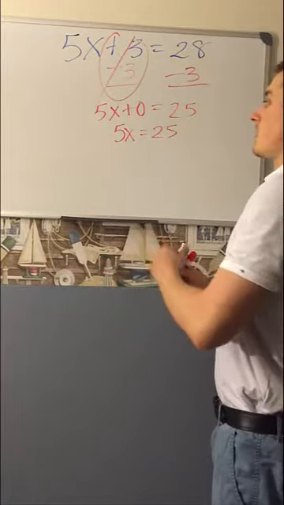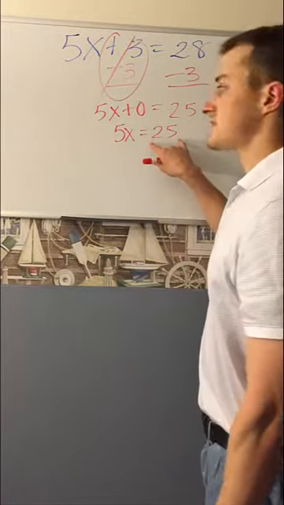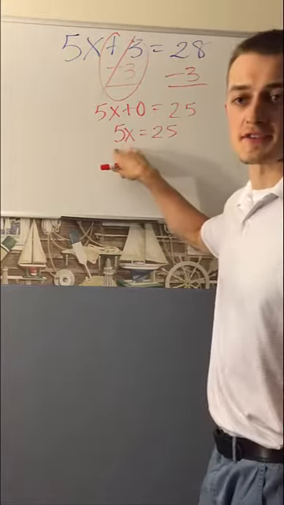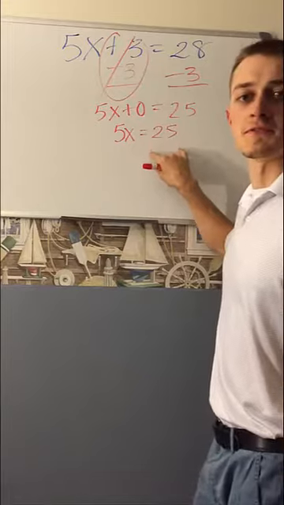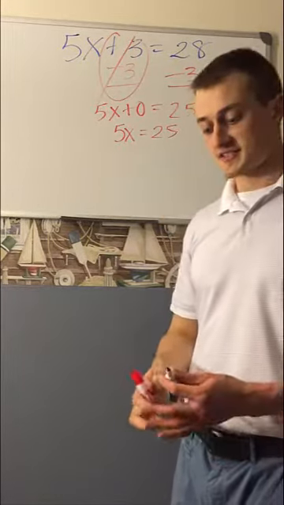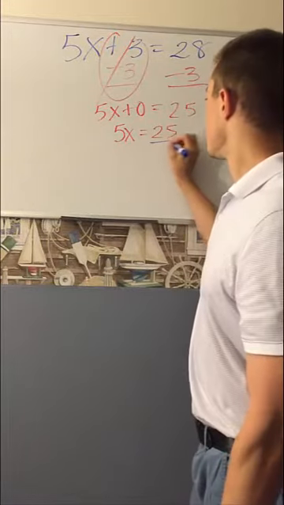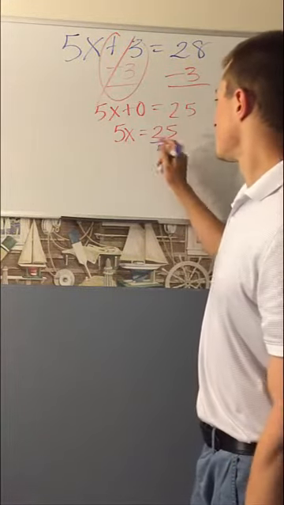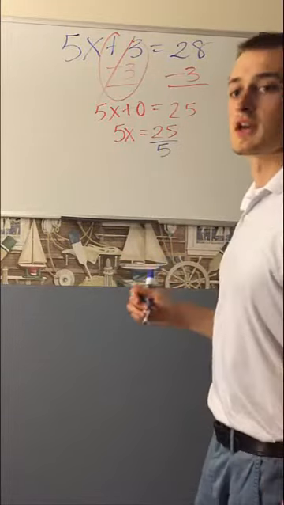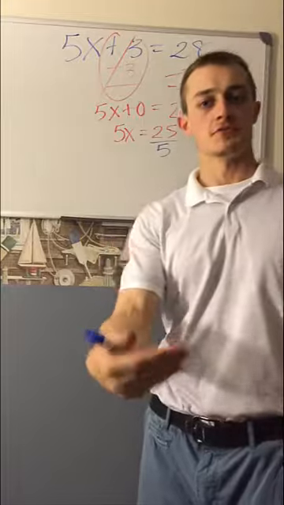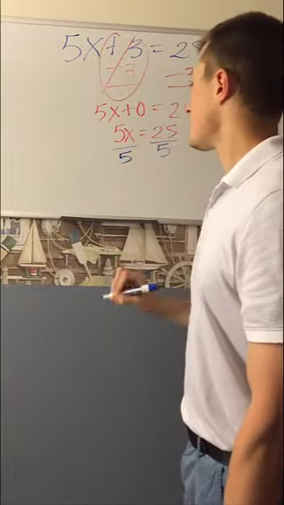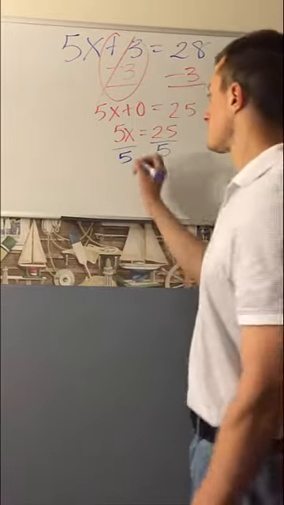So then what I need to do now is I have 25 total on this side. And I have 5 x's. So I need to split this 25 up into 5 different x's. Or another way of saying that is that I need to divide this 25 into 5 x's. Divide this 25 5 times. And again, it's an equation. So what I do to one side, I have to do to the other side. So I'll divide by 5 over here as well.